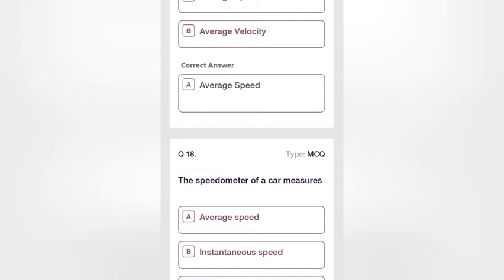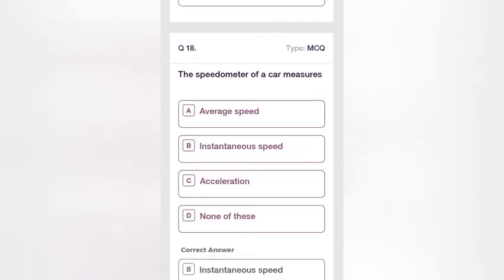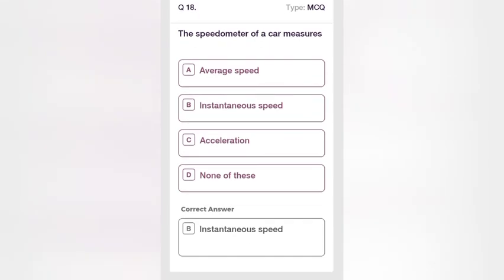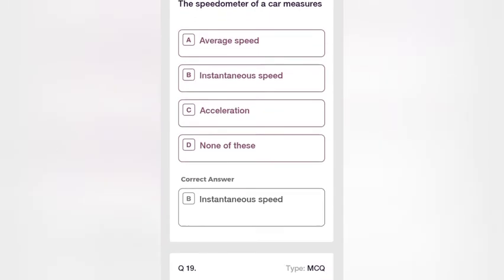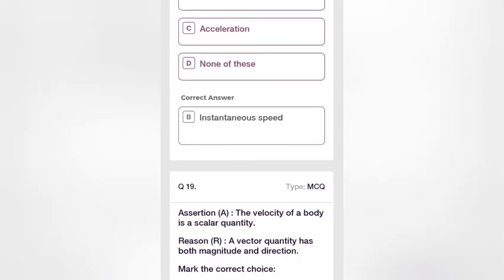The speedometer of a car measures. Just now we have seen average speed. That means instantaneous. It's not average speed. It will measure instantaneous speed. That means at that particular instant, what is the speed? It gives the measure of instantaneous speed. Option B is the correct answer. Next question.